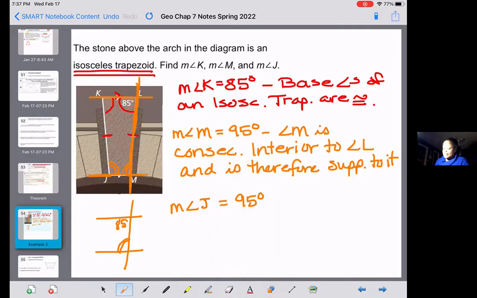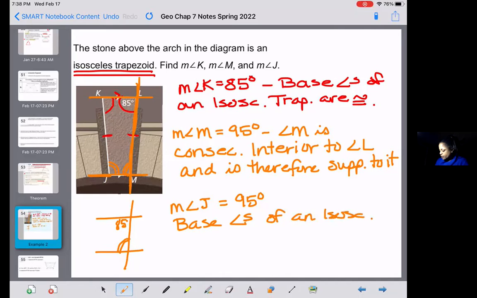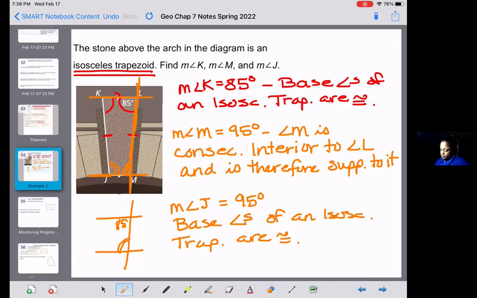Okay, so again, this one is base angles of an isosceles trapezoid are congruent. All right, hope that makes sense.